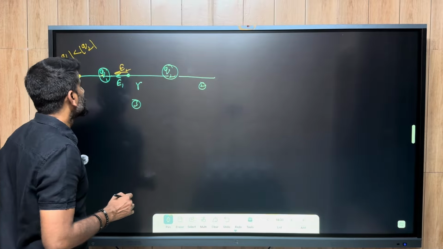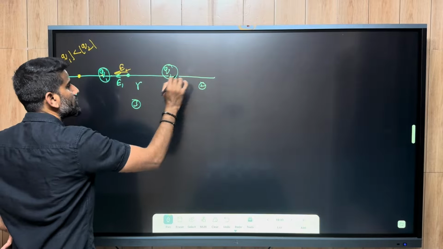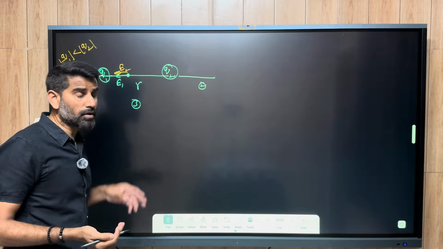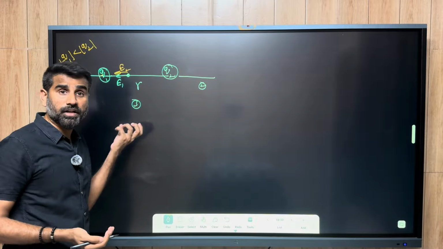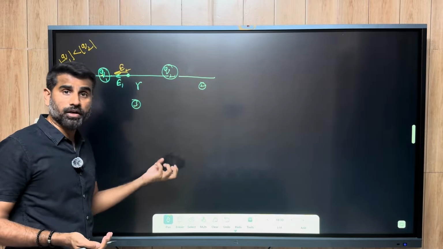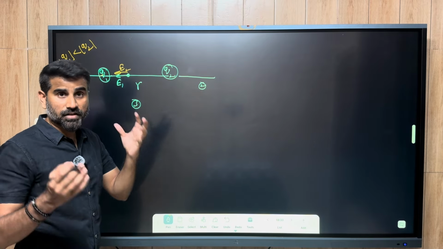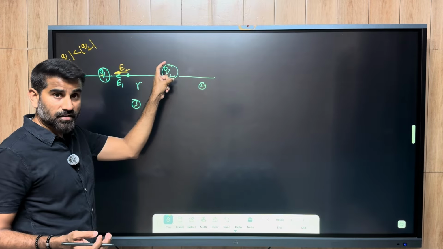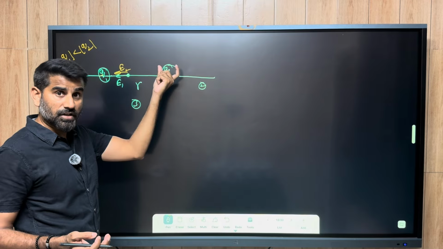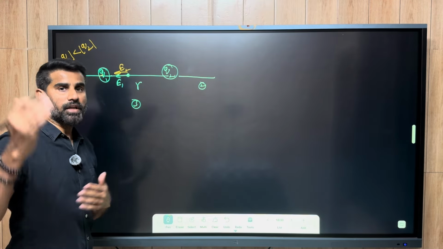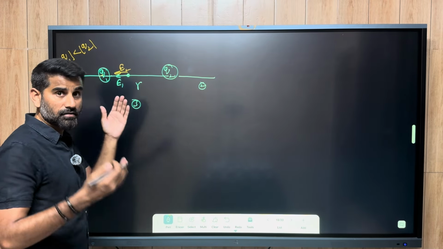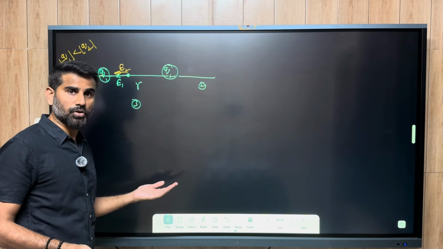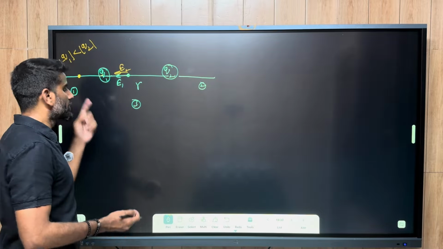Now I am going to consider a point somewhere here. A null point is possible, but if you look at the ratios of q1 by r1 square and q2 by r2 square, you won't match the ratios if you consider the point here, because this charge is greater. If you consider a point near this greater charge, the ratio would increase rather than match the other ratio. Instead I have considered the point here.